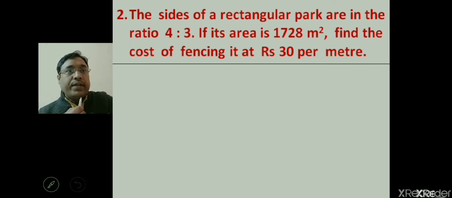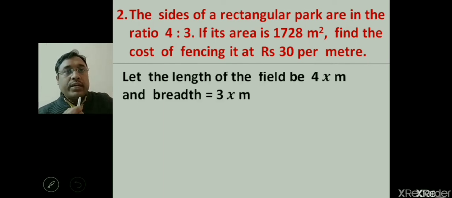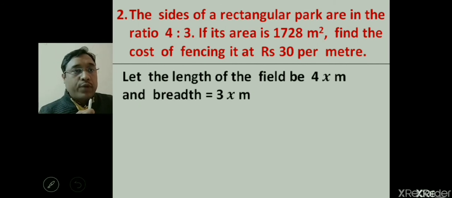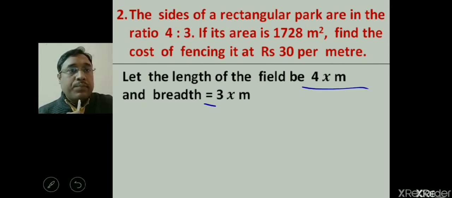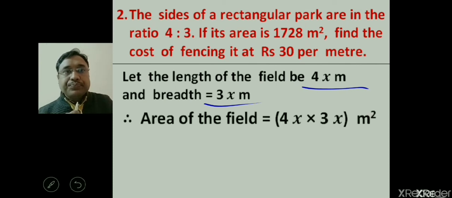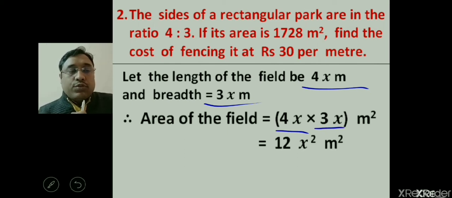First you will find the perimeter. Before that, some steps you have to show here. Let the length of the field be 4x meter and the breadth be 3x meter, because their ratio is 4:3. Then the area of the field is length into breadth, meaning 4x meter into 3x meter, and this gives 12x square meter square. X into x means x square. So the area of the field is this.